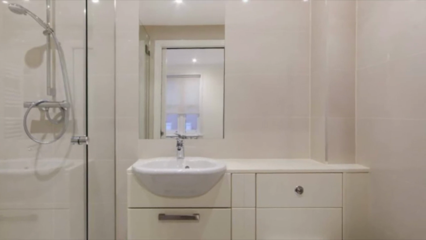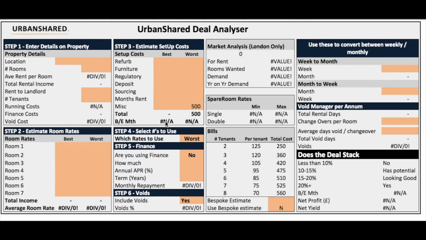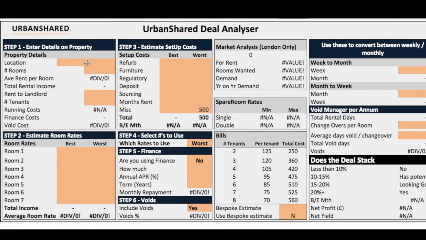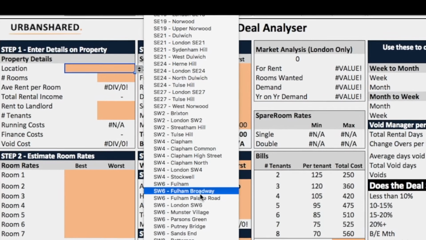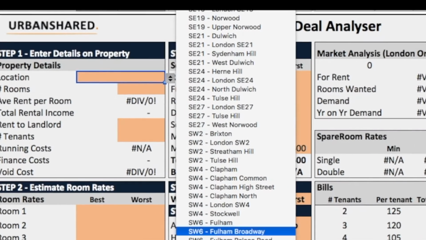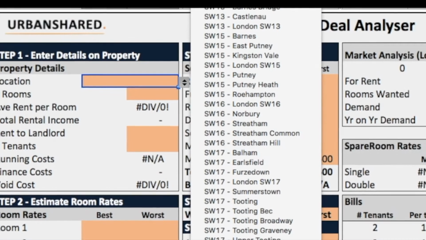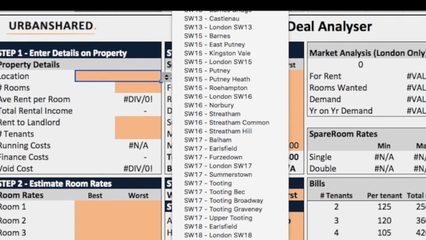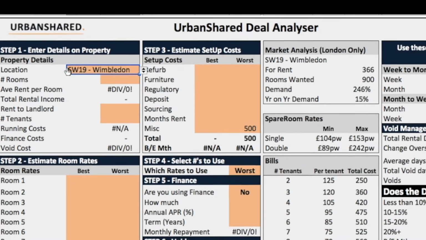Now, if we're looking at the deal analyzer, we can see that we've got a series of orange cells. These are the cells that we're editing. So if we start off, we look at SW19 as being the property location. So if I put SW19 in, now this populates this field here.